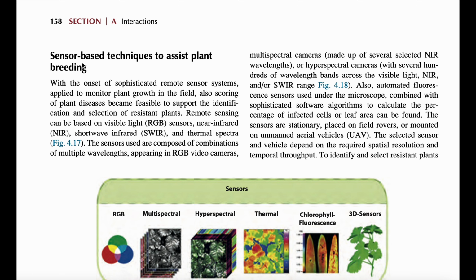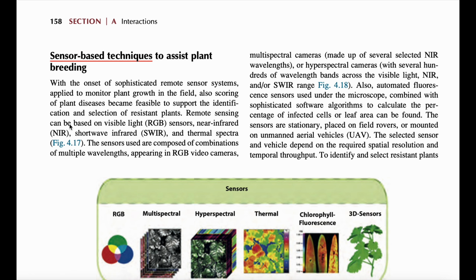That is sensor-based techniques to assist plant breeding. Sensor-based technique is the new technique that we are using nowadays. It should be used for fast detection. With the onset of sophisticated remote sensor systems applied to monitor plant growth in the field, scoring for plant disease also became feasible to support the identification and selection of resistant plants.